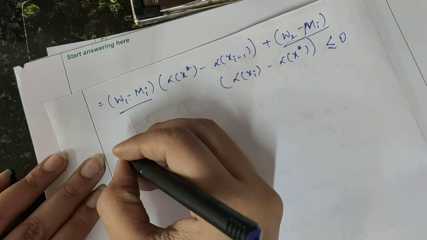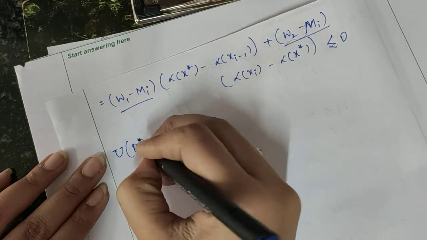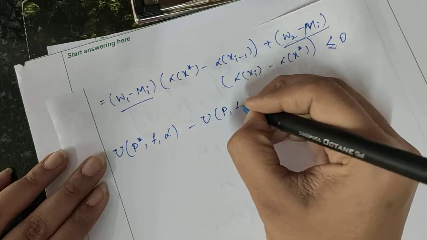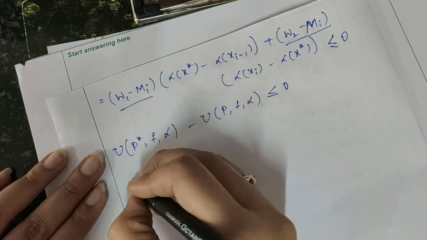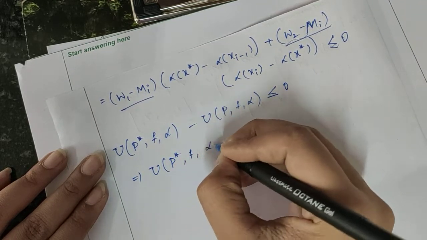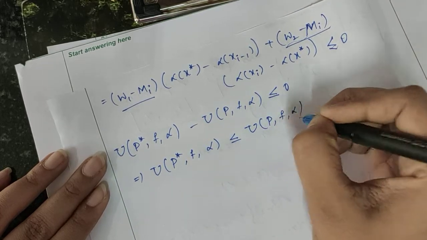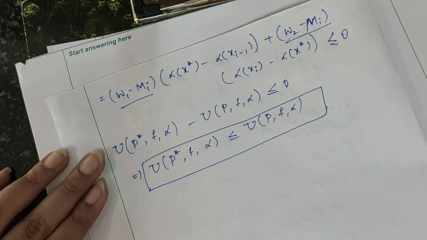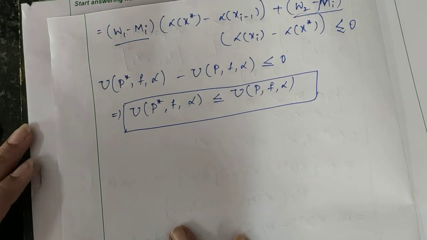Now what was there in your LHS part? It was U of p star comma f comma alpha minus U of p comma f comma alpha. Now this whole thing is less than or equal to 0. From this I can conclude that U of p star comma f comma alpha is less than or equal to U of p comma f comma alpha. This is my second inequality. This is how we prove the properties on refinement.